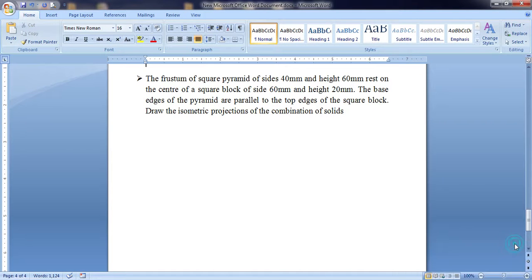So in this video, I'm going to explain the isometric projection of two solids. One is a frustum of a square pyramid and the other is a square block. Let's begin with the problem.